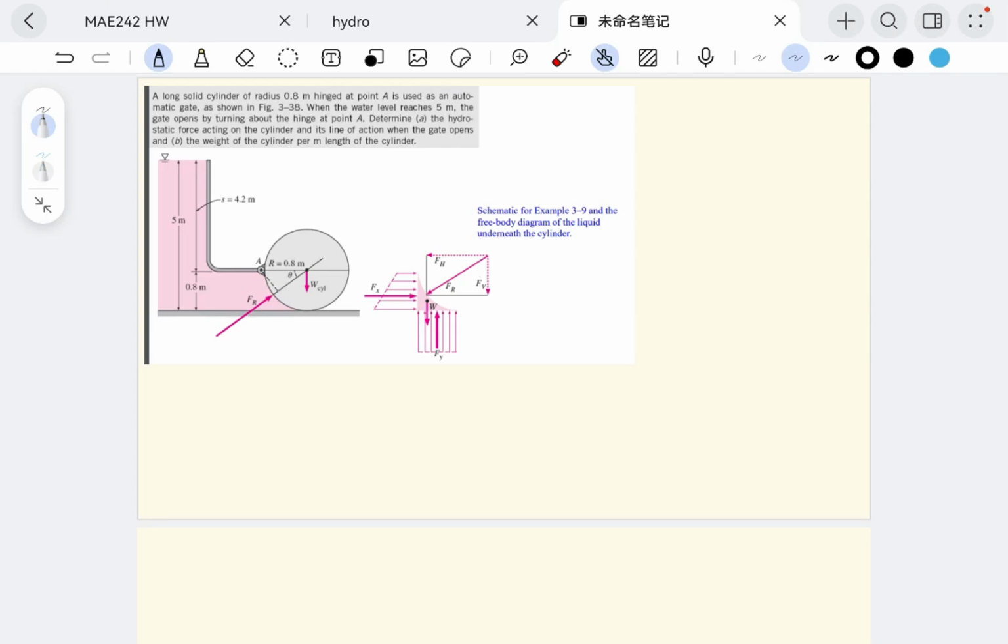This is a problem walkthrough for hydrostatic problem. What is hydrostatic? In Greek, hydro means water, and static, as we all know, means something that is stationary. Let's take a look at the question.